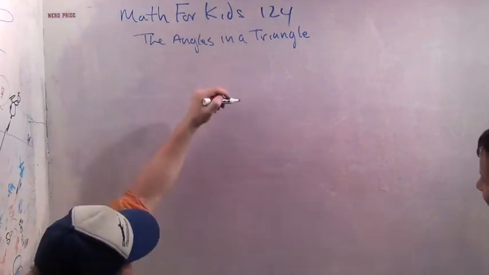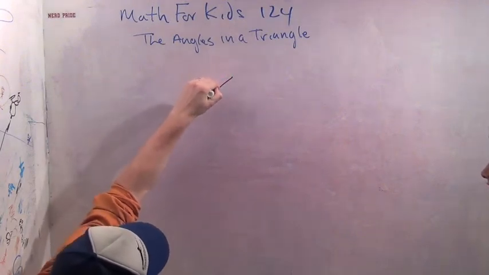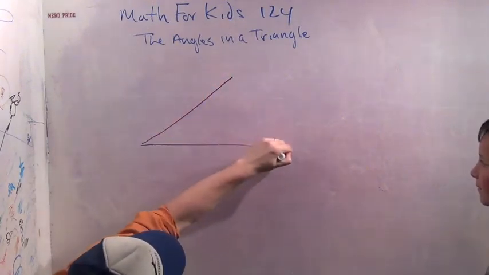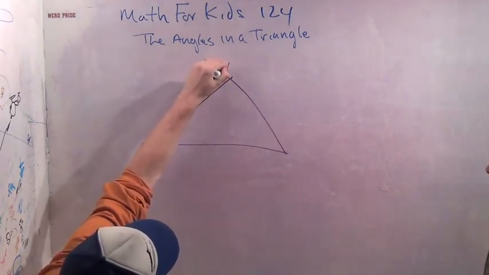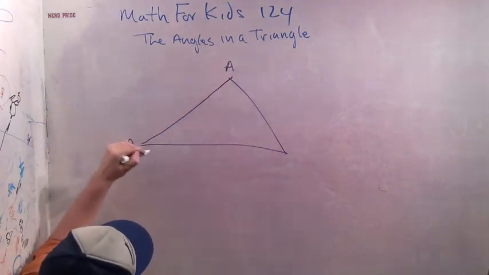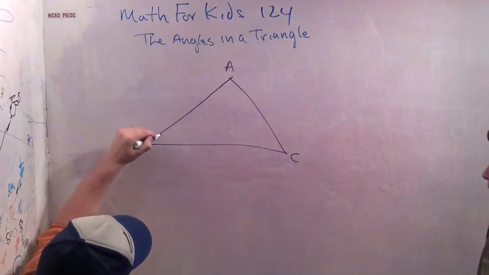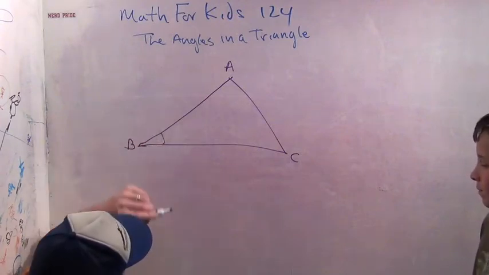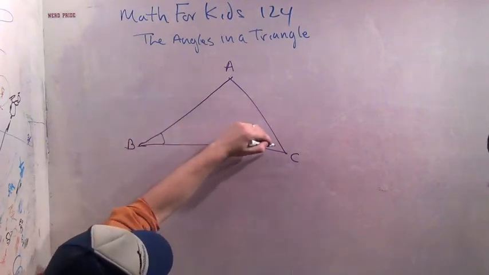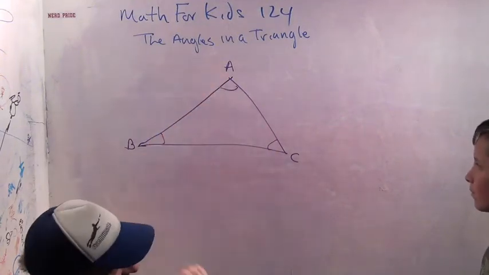Whoops. I guess I'll use my purple marker. Let's say I have a triangle like this, and I'll call this A, B, and C. And triangles have three angles, and we'll call this angle B, this angle C, and that angle A. Okay?